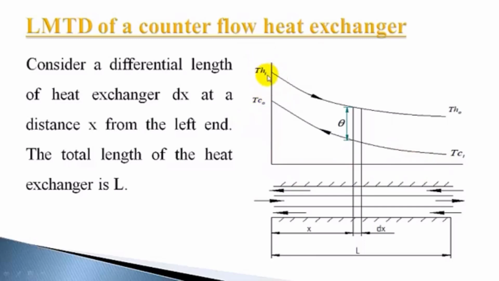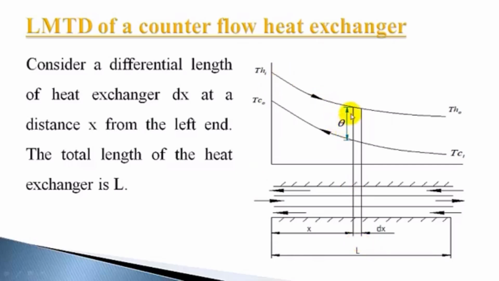The y-axis shows the temperature and the x-axis shows the length of the heat exchanger. So along the length, the temperature variation for both the fluids is plotted here. For hot fluid, the temperature varies from Thi to Th0, and the cold fluid is entering at the other end of the heat exchanger; cold fluid enters at Tci and exits at Tc0. Let us consider a differential length of the heat exchanger at a distance x from the left end.